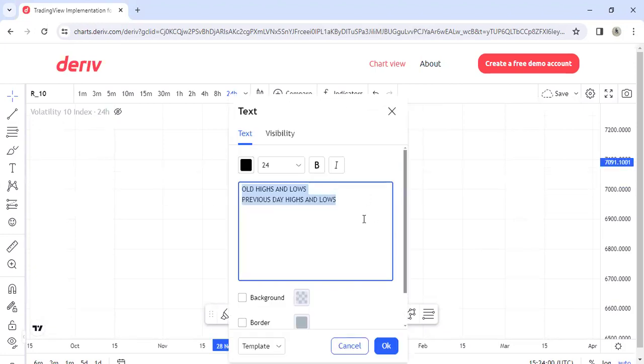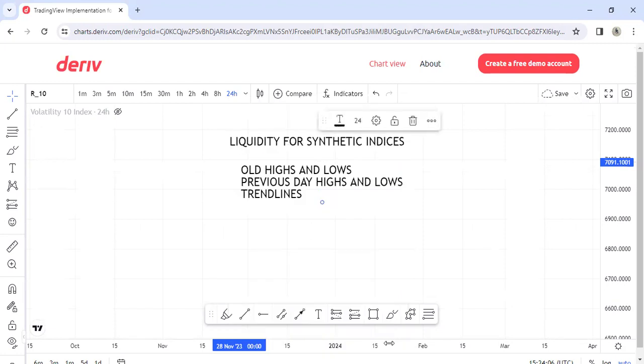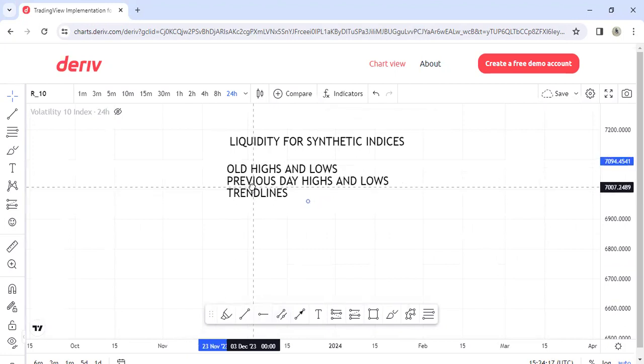And I can also add one more, trend lines. This is the third one I also look at. So the three kinds of liquidity I look at: old highs and lows, previous day's highs and lows, and some trend lines, right?